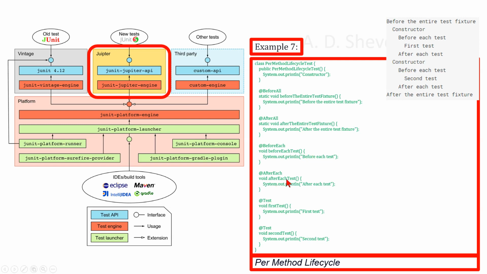Annotation interface @AfterEach is used to signal that the annotated method should be executed after each @Test, @RepeatedTest, @ParameterizedTest, @TestFactory, and @TestTemplate method in the current test class.